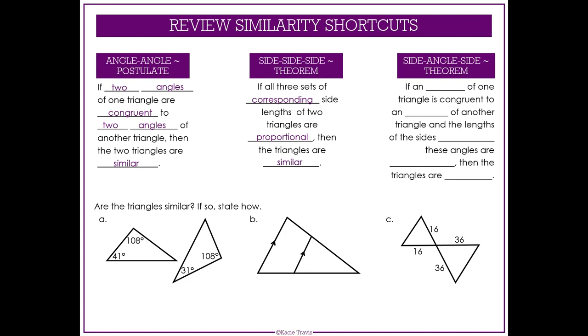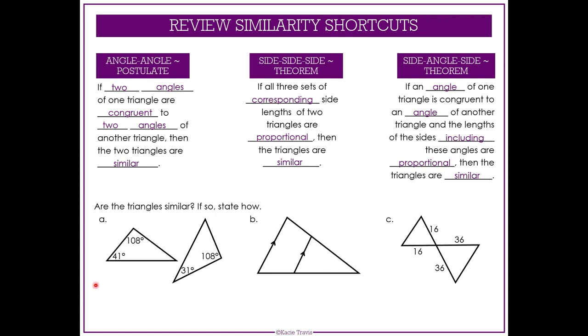All right, lastly, we got side, angle, side. Just like I said, note the name with this. You need a side, then an angle, then a side, in that order, okay? So, if an angle of one triangle is congruent to an angle of another triangle, and the side lengths including these angles are proportional, then the triangles are similar. So it has to be two sides, and the angle in between those sides. Sorry, the angles have to be the same, the sides have to be proportional. My bad.